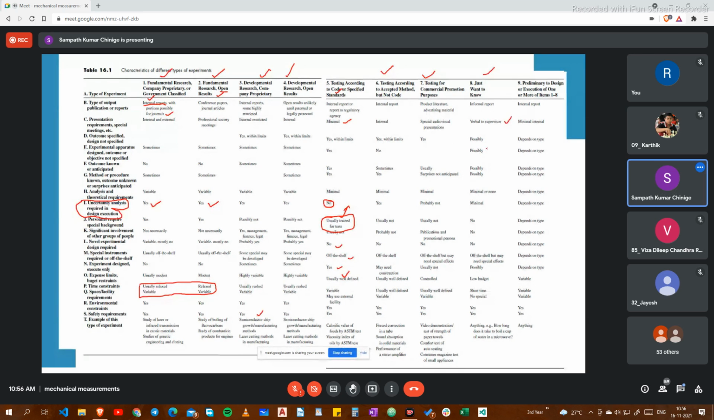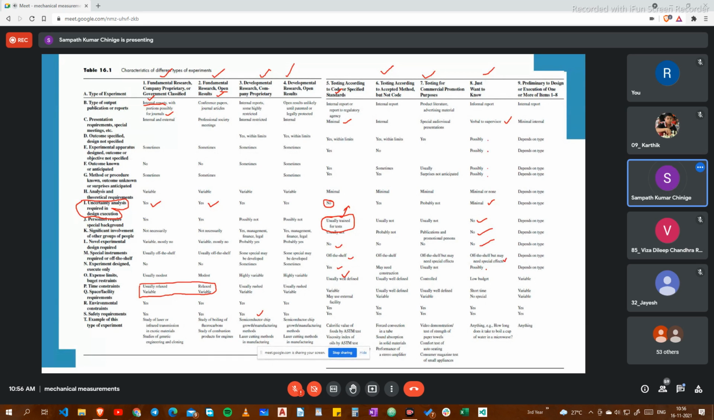Maybe we don't know, because you are actually building on experiments that are already available. Is uncertainty analysis required? Minimal uncertainty analysis; the simplest methods are enough. Is a personal special background required? No. Significant involvement of other people is not required. Novel experimental designs are not required. Experimental designs are off the shelf but may need special effects.